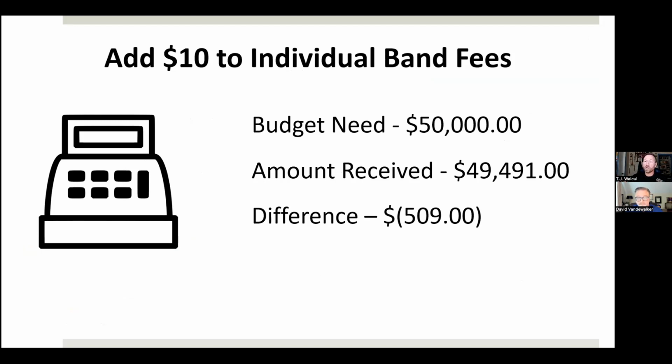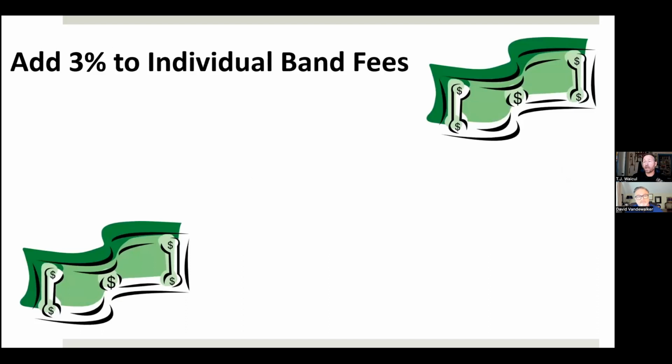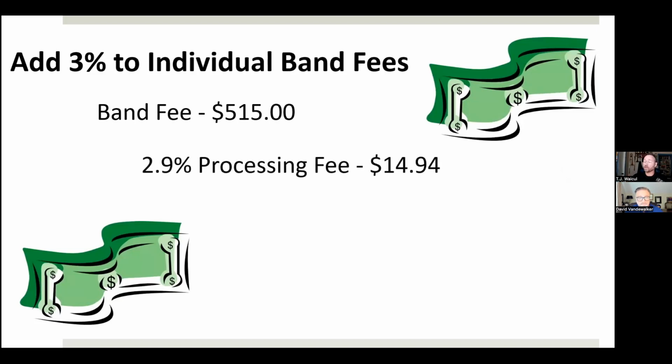So there's another option that we could look at. We looked at just a flat $10. The other option is a percentage. Let's take a look at adding 3% to the band fee. Well, 3% of a $500 band fee would make it $515. So again, thinking about what we've got to take out, that 2.9% is still going to be a little bit higher, so it comes in at $14.94.